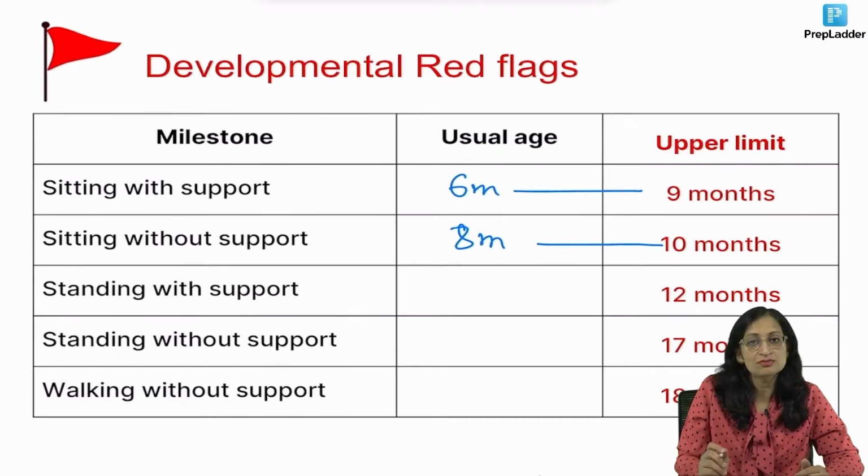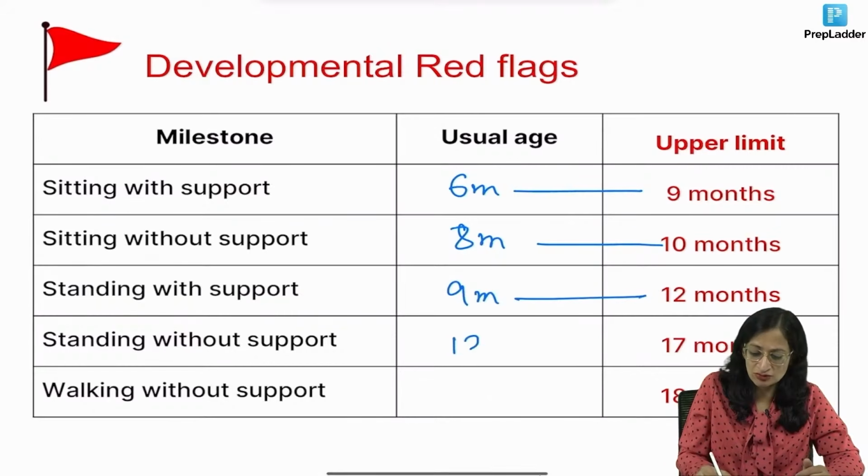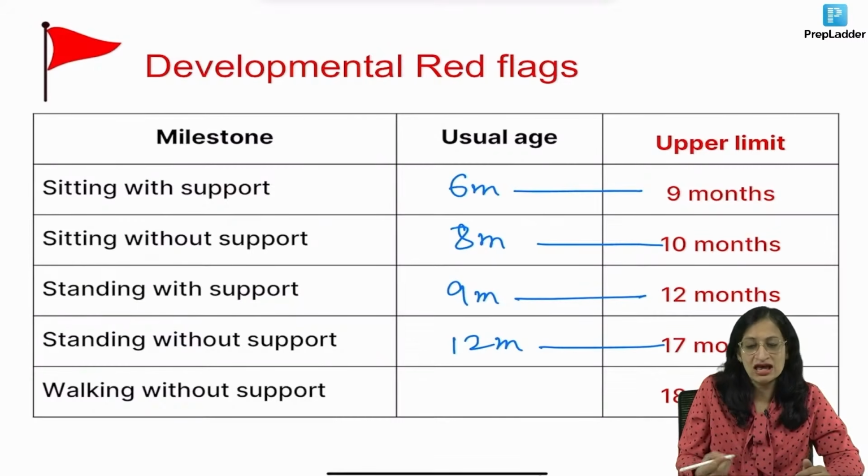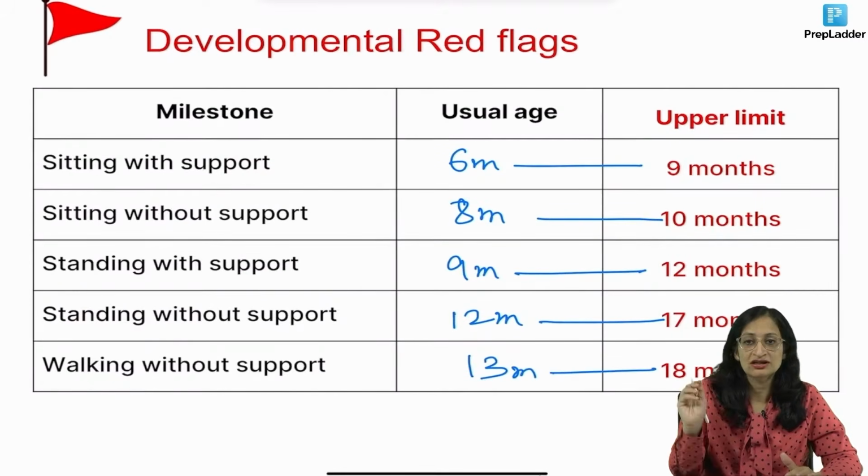Similarly, standing with support, we said it comes around 9 months. So, the red flag is around 12 months. Standing without support comes at 12 months, red flag around 17 months, and walking without support 13 months. So, the red flag is around 18 months.